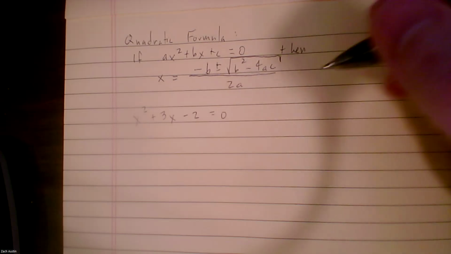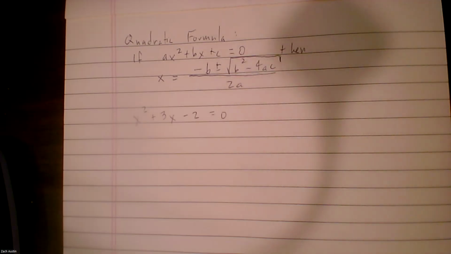There's nothing we can do about that. It's going to be in there. And then 2 times a goes down in the denominator. Okay. Now, if you do want to memorize this, there's a ton of different ways.